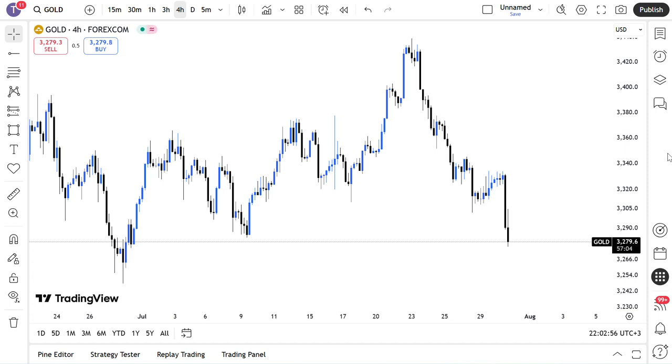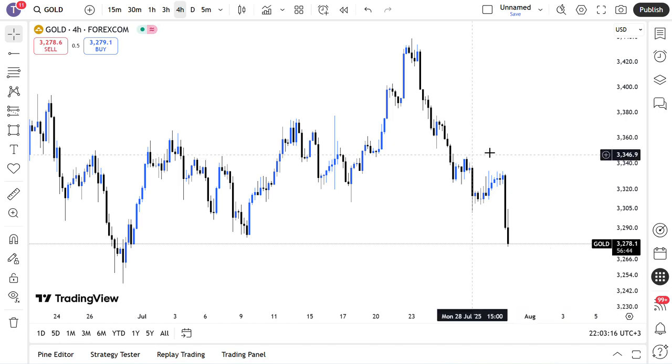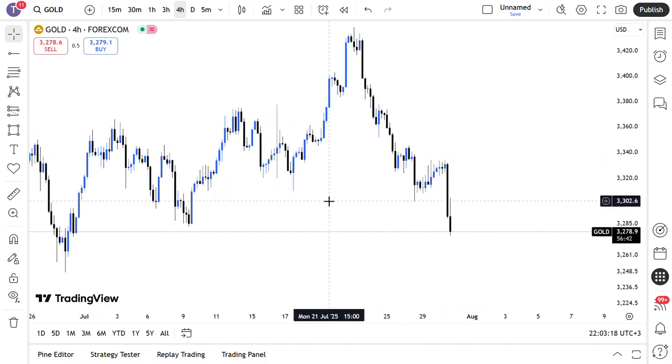So here I have gold. I'm going to do a top-down analysis and give you an overview of what I expect from gold. And I have a few pairs, 3 pairs, to give you an overview, and we are going to do a top-down analysis on them. So here I have gold. Let's go straight into it.